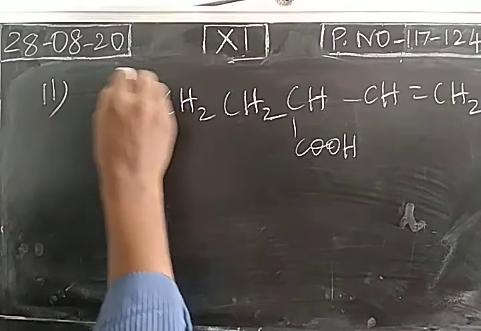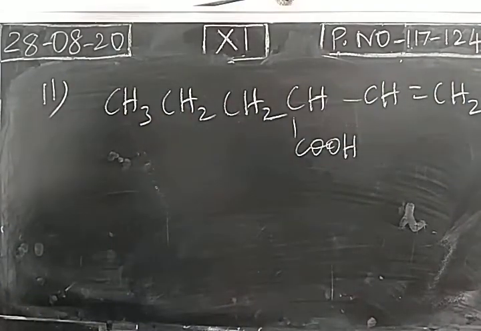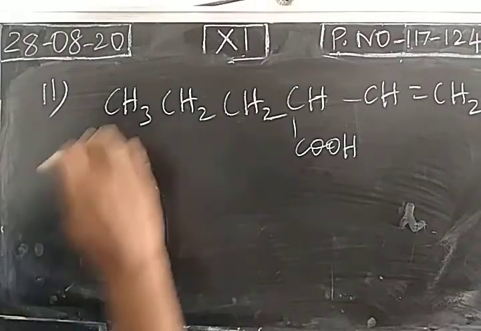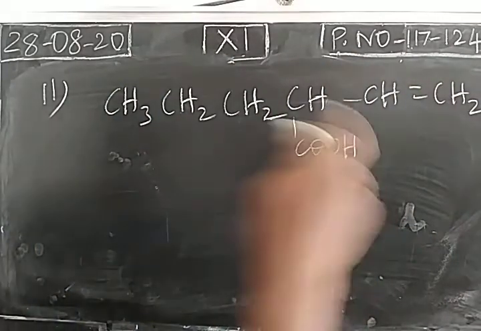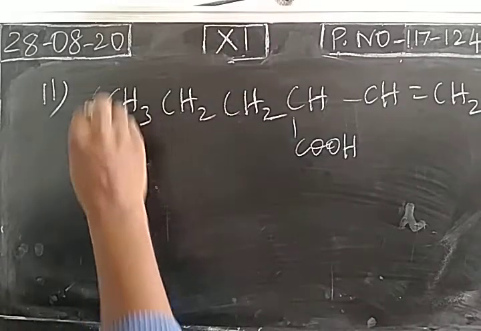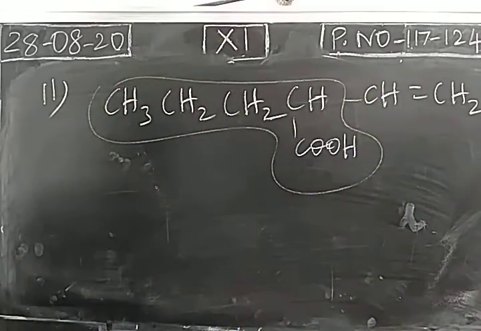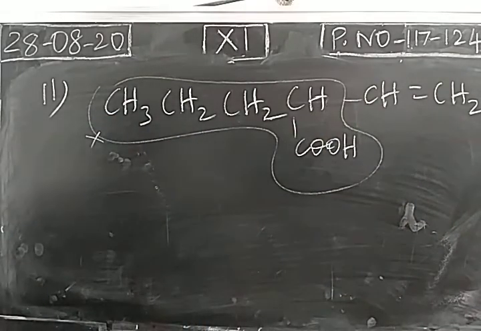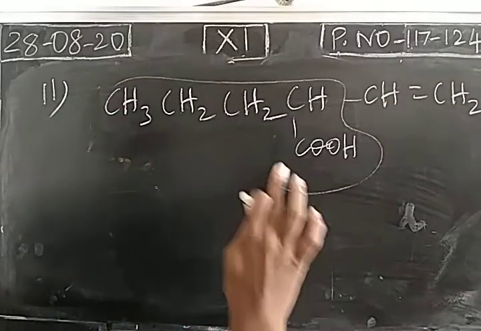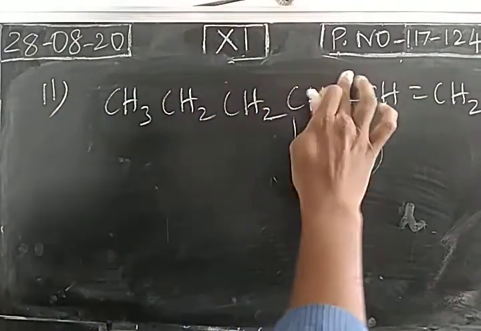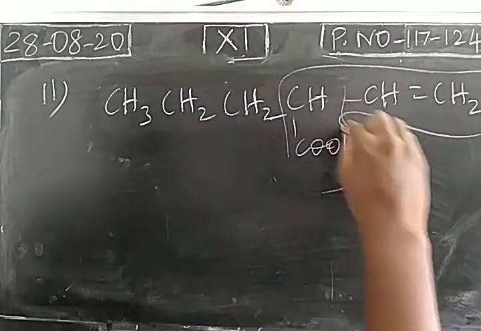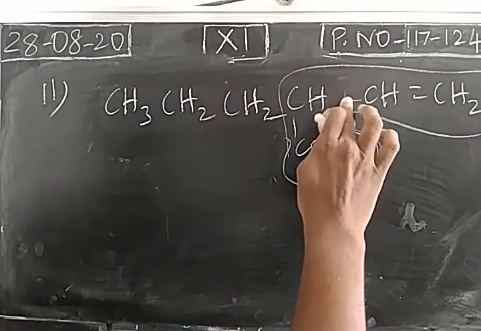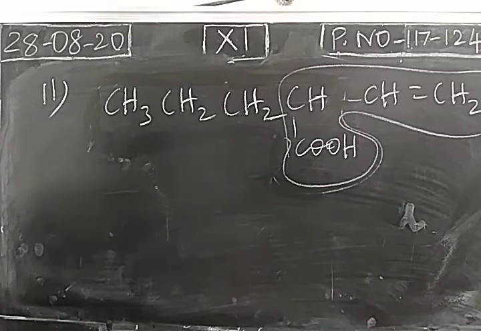Okay, so this cannot be the longest chain. By omitting this carboxylic acid, we cannot select it, because this is the functional group. So if you select this as the longest chain, it means we omit this one. So this is the wrong one. So which will be the correct method of selecting the longest chain? This. So this is the correct method of selecting the longest chain, which includes both the double bond as well as the functional group.